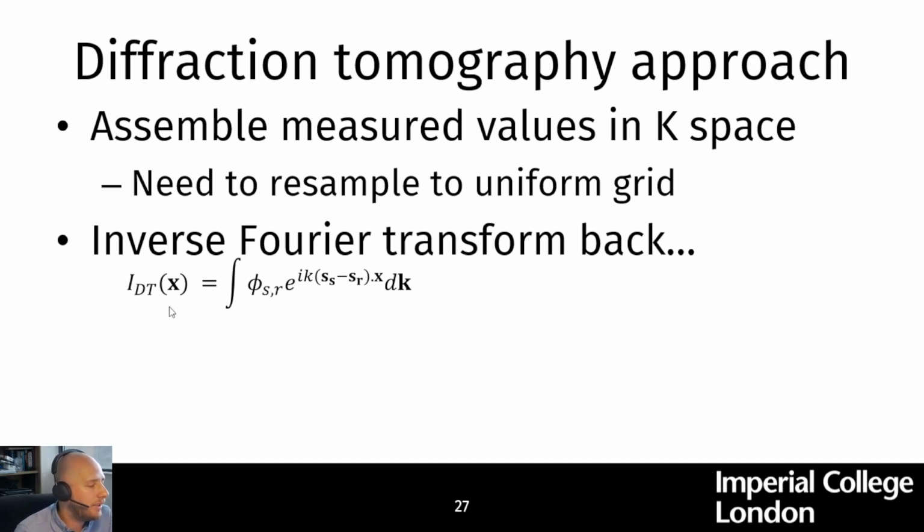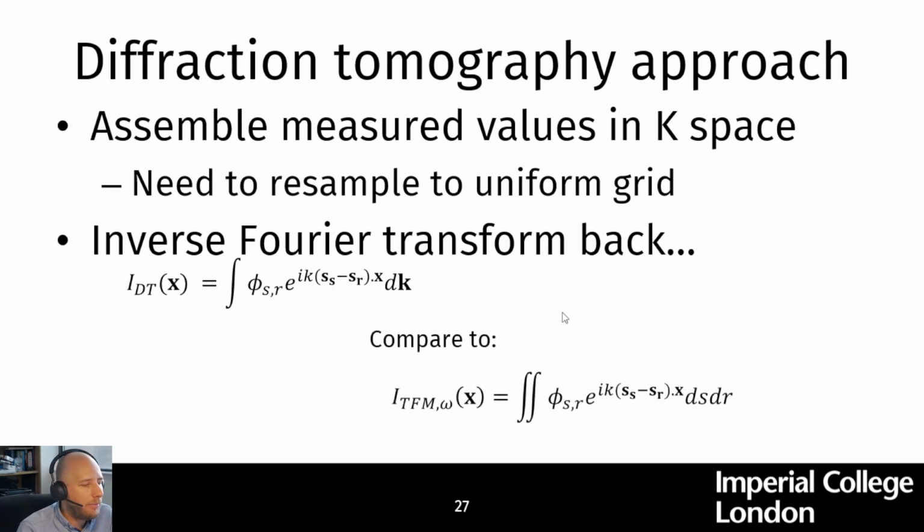So this is illustrated here. Our diffraction tomography image at X is the inverse Fourier transform in K space of the forward equation that we had before. Okay, so this is: take our signal, inverse Fourier transform it. And we can compare that then to the TFM image. This was frequency domain TFM with plane wave assumption. And what we can see is that these are really very much the same. It's exactly the same equation within the integral.